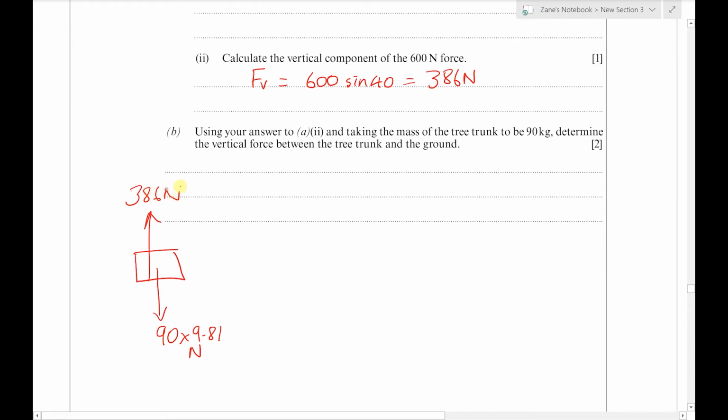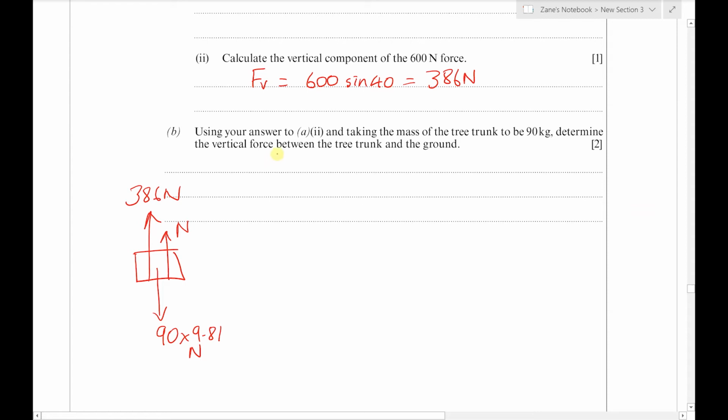Now this tree trunk isn't accelerating in a vertical direction, so there must be another upward force, because the downward force is roughly 900 newtons. I'm going to label this upward force N for normal reaction force. It's basically the push of the ground on the tree trunk, and that's almost what the question asks us to determine: the vertical force between the tree trunk and the ground. What they're sort of asking for is the force of the tree trunk on the ground, and by Newton's third law that's exactly the same as the force of the ground on the tree trunk. So really we're just trying to find force N in this diagram.